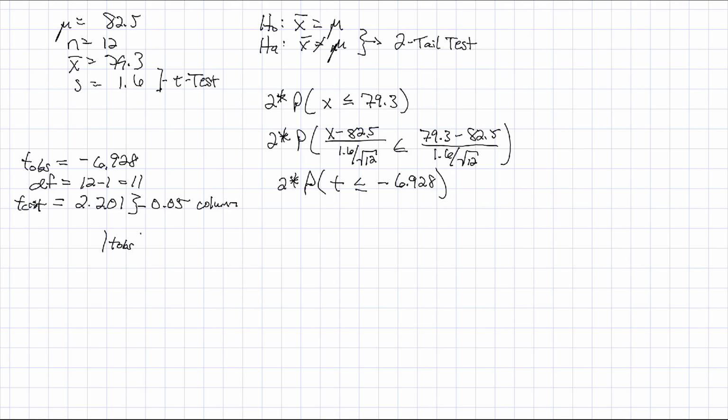and it's a 0.05 column because we're doing a two-tail test. So looking at our data, the absolute value of our t observed is greater than our t critical value. So therefore, we conclude that our sample mean is not equal to our population mean.